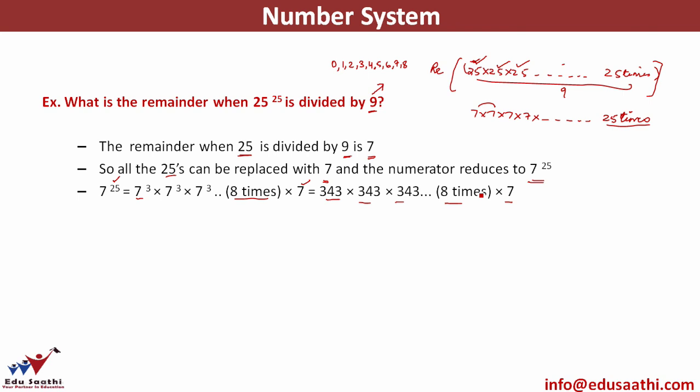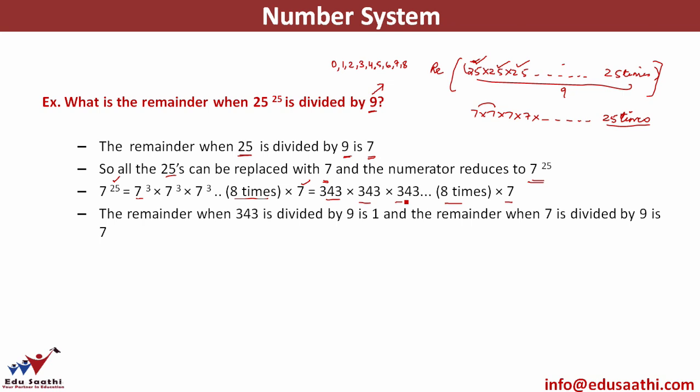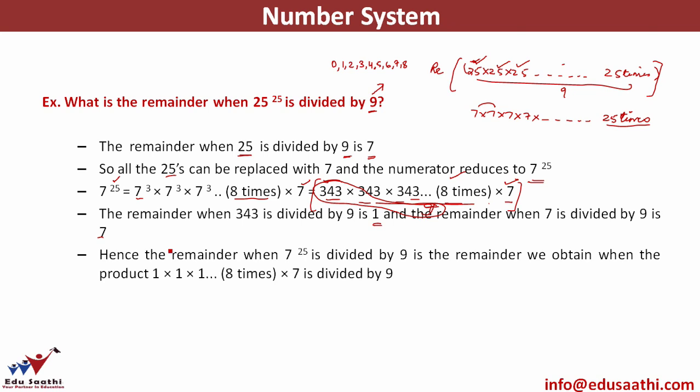Now again apply the multiplicative property of remainders. I'll find out what is the remainder when this number is divided by 9 by applying the multiplicative property. So each 343 when divided by 9 would give me a remainder of 1. So 1 will be multiplied 8 times and you will be left with 7. So you'll have 1 into 1 into 1 into 1, 8 times, and 7. So the final answer would be 7.